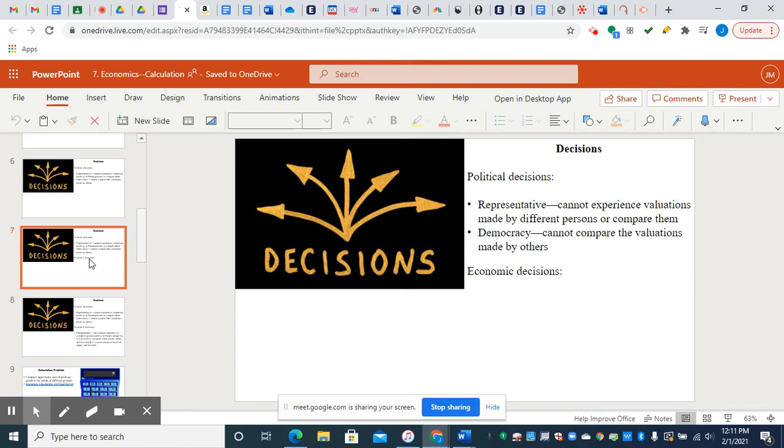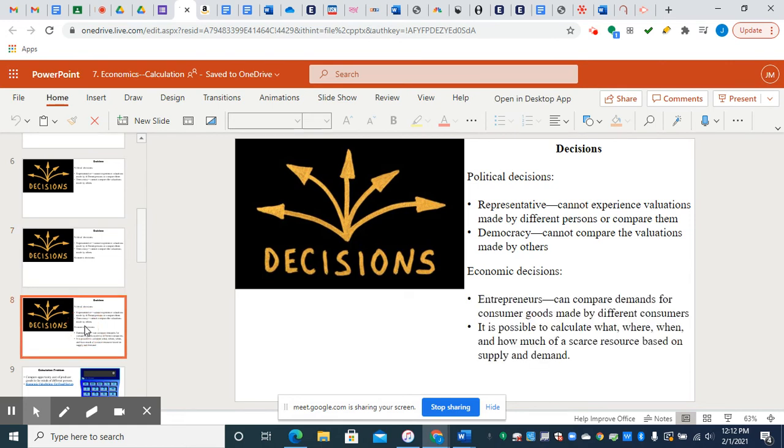On the other side, the producer can look and see, okay, people are either buying cat food or they're not, and this is the amount they typically buy, and this is the demand for it, and this is what we can reasonably charge for it, and we can either see that we're making money from it or that we're not. But otherwise, you're stuck. So entrepreneurs can compare demands for consumer goods made by different consumers.